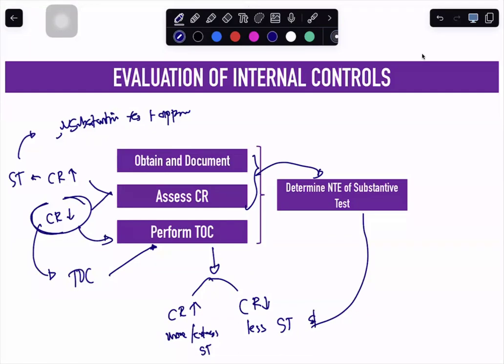Initially, take note, what we need to do is only an understanding, meaning you obtain and document your understanding of your internal control. That is the design and implementation of your control. And after that, you can assess, and upon assessment that the control risk is high, then substantive test. But if control risk is low, then you perform test of controls.